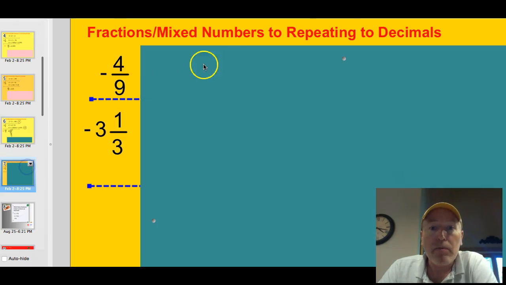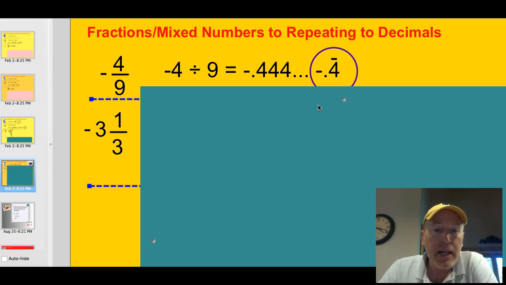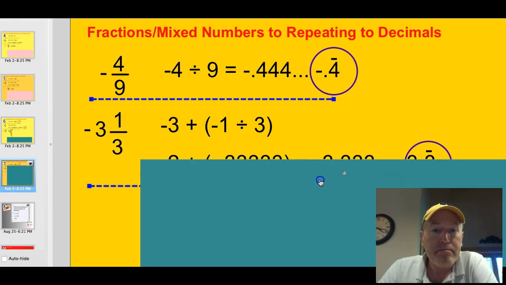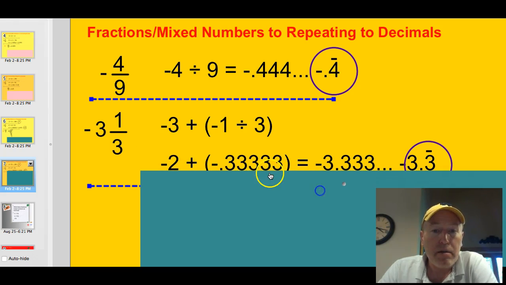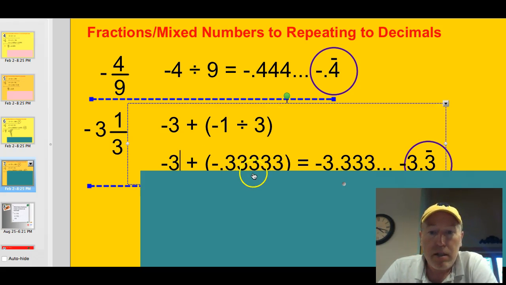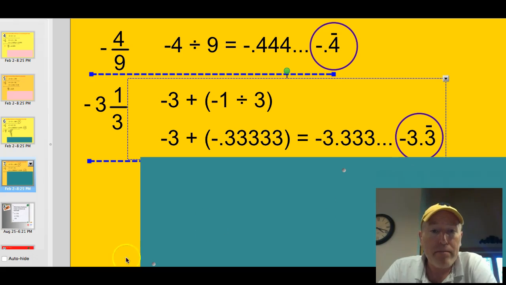Okay, a couple problems for you to try. Convert these fractions or mixed numbers to repeating decimals, please. Go ahead and pause it and go. All right, here we go. Negative 4/9, negative 0.4 repeating. Negative 3 1/3. Well, it's really a negative 3 plus a negative 1 divided by 3. It's really a negative 3 plus negative 0.333, or a negative 3.333, or a negative 3.3 repeating. Okay, hope you got those right.